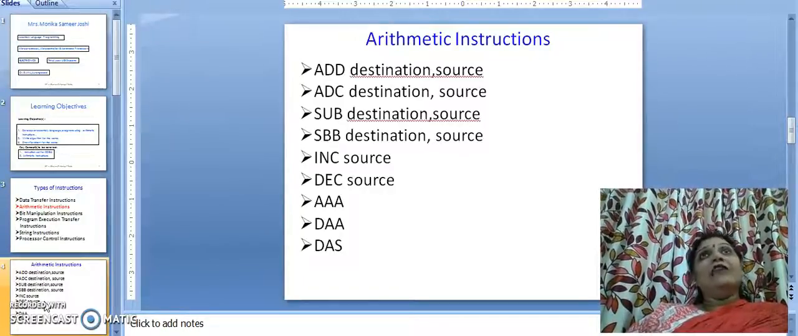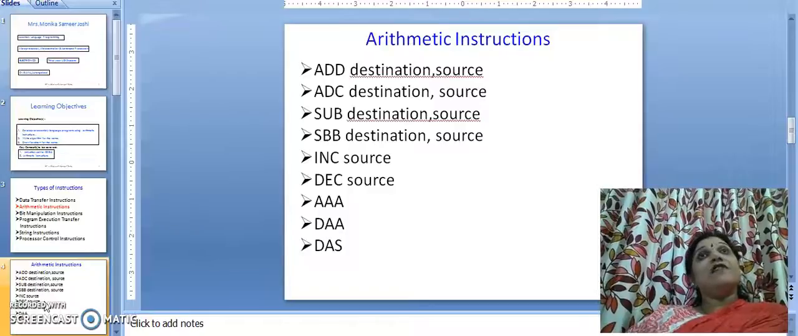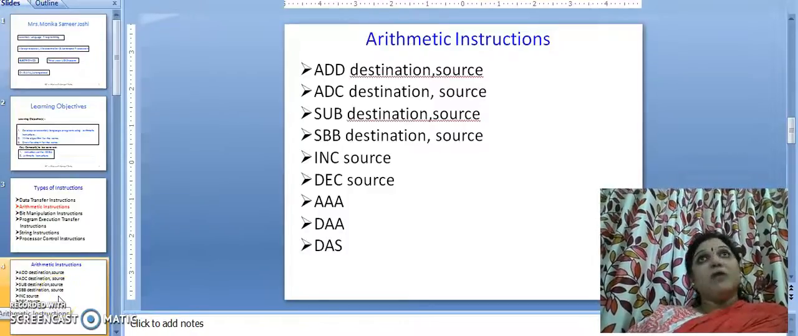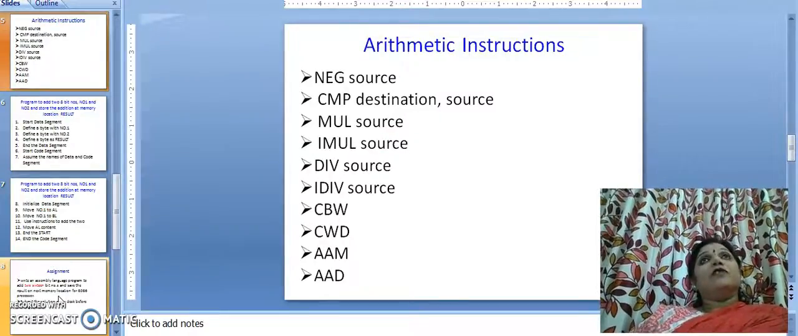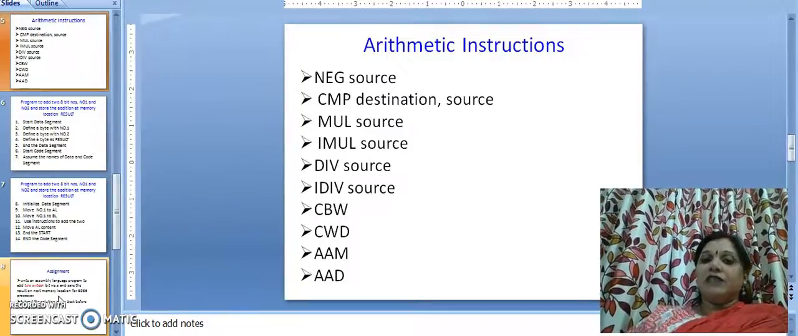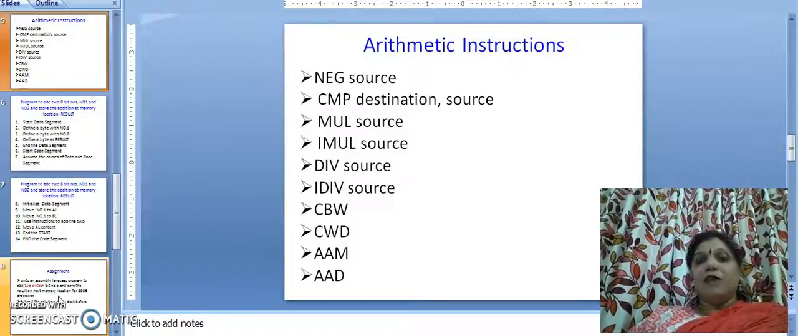DAA, already you had studied it in 8085 microprocessor, that is decimal adjust after addition. If you want the result in decimal, this instruction can be used. But in 8086 the provision is there, decimal adjust after subtraction is also there, which was not there in 8085 microprocessor. Then NEG source. If you want 2's complement directly, you can get the 2's complement through this instruction. Then CMP destination, source. The contents are compared, no result is stored. This is the comparison, that is greater than, less than or equal to.